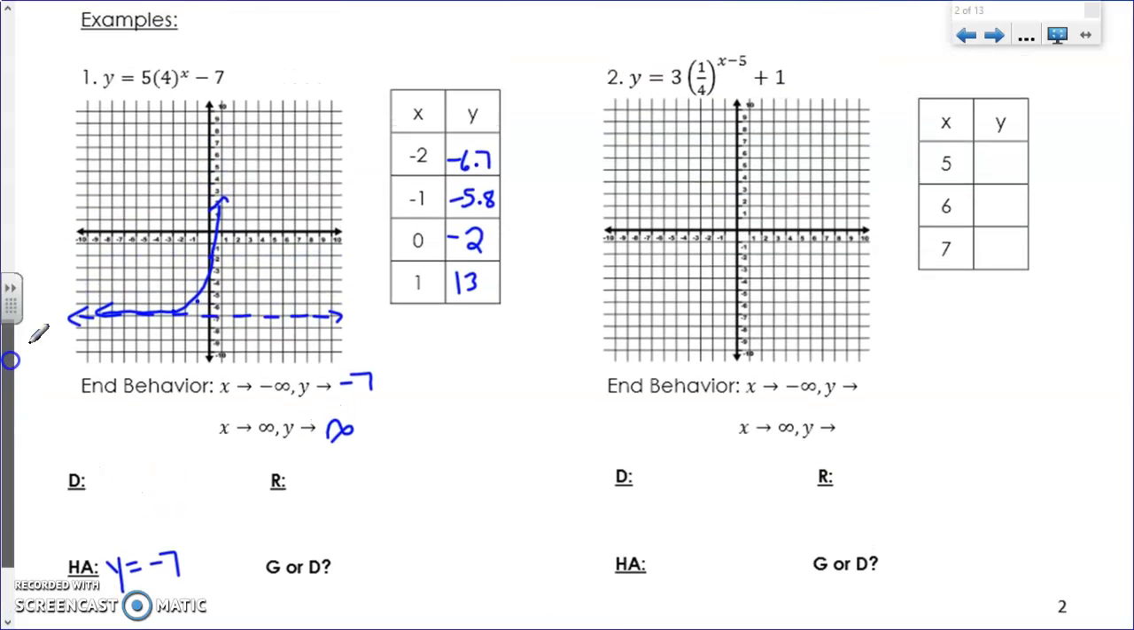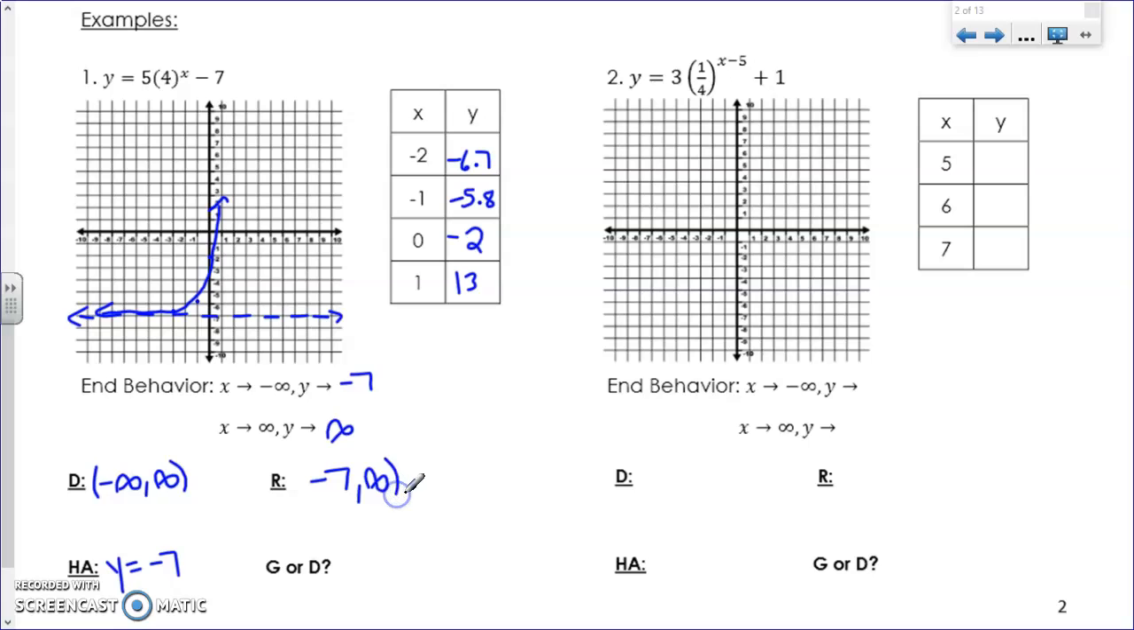Our domain, if we ask ourselves what values of x could I put in here? All values of x. So our domain is going to be negative infinity to positive infinity for these graphs. And then our range, we read the range bottom to top. So it starts here at negative 7 and it goes to infinity.